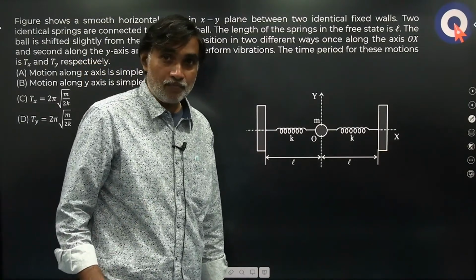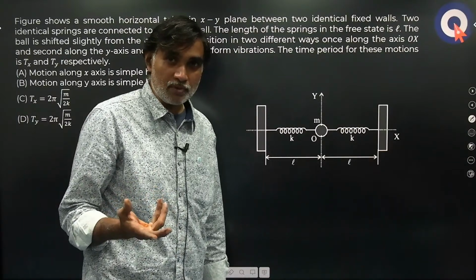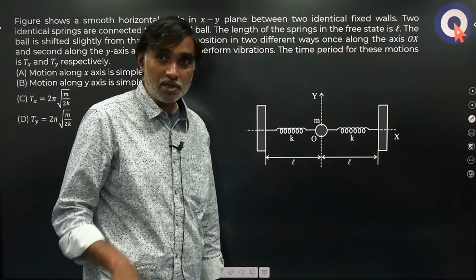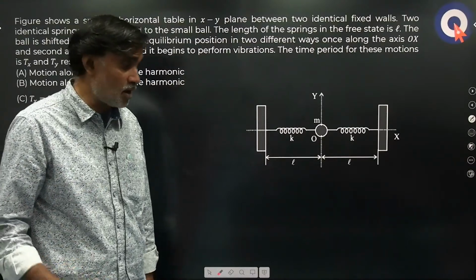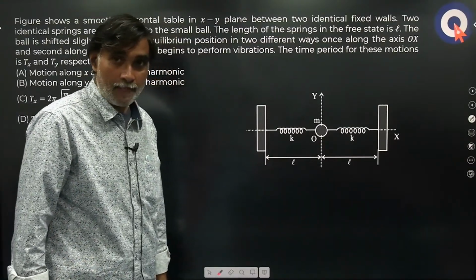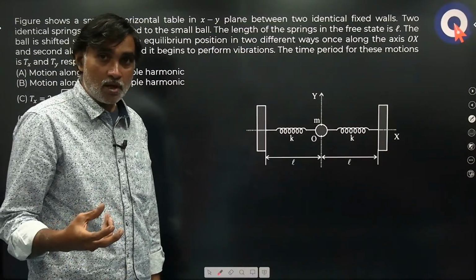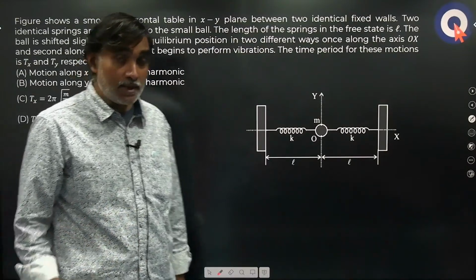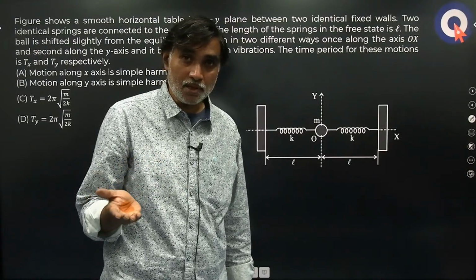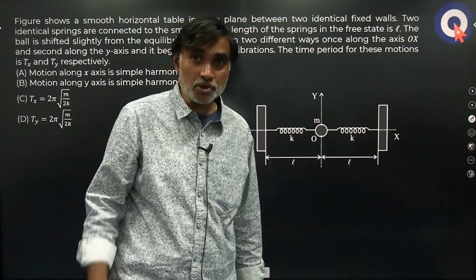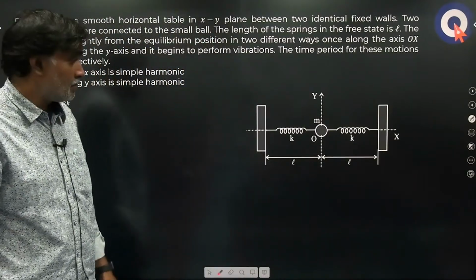Whether it is proportional to displacement from mean position or not proportional to displacement from mean position, if it is always directed towards mean position, such a force is called restoring force, and that mean position is called stable equilibrium position. Then it will describe oscillatory motion, but the oscillations may not be SHM unless the restoring force is proportional to displacement from mean position.